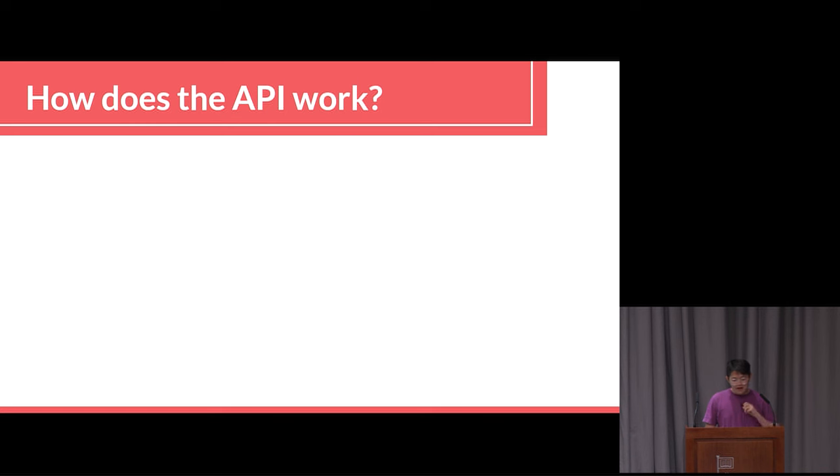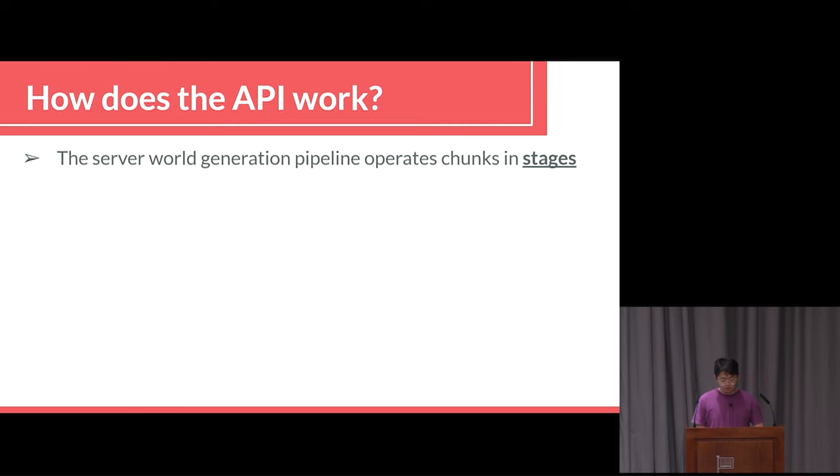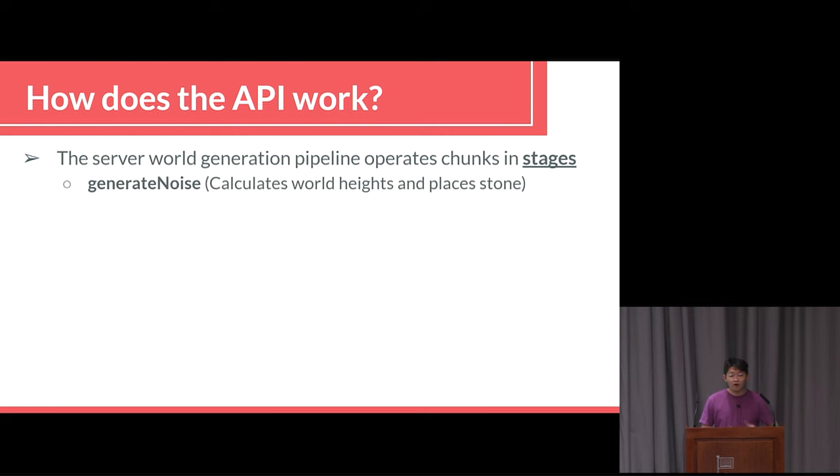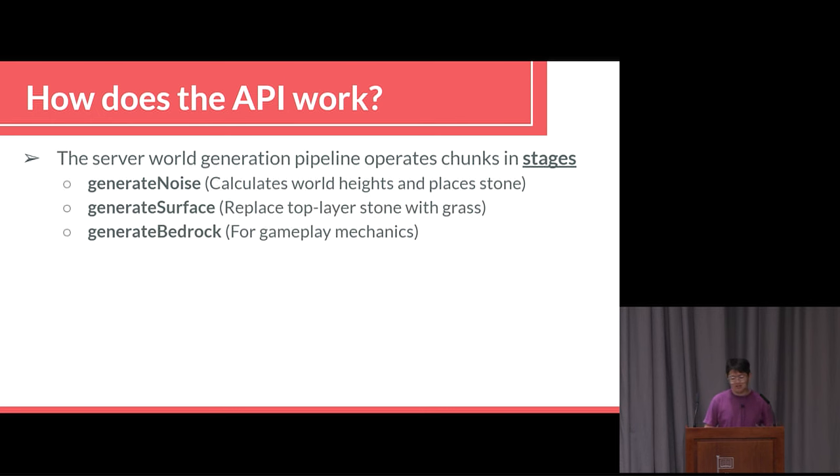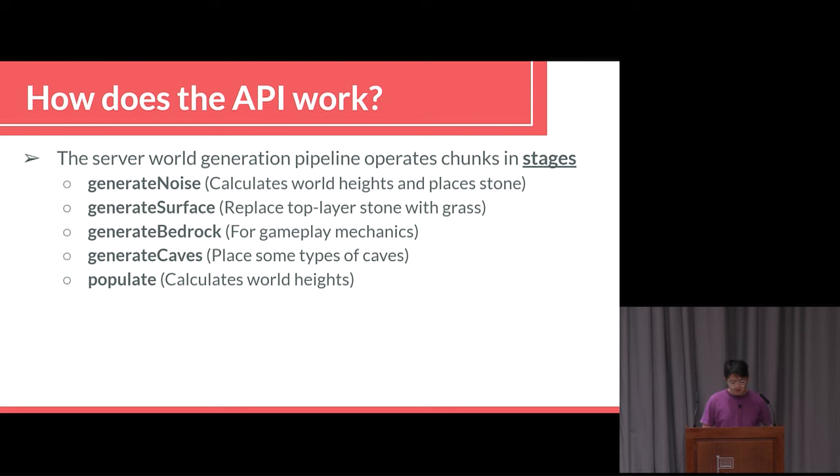Now, for the actual pipeline that we will be using, the API splits operations into stages, each of which depends on the previous stage. So we will first start by defining world heights, and then we will place surface blocks like grass, layer the bottom with indestructible materials, then we will place some caves, and then place some trees and buildings. So this is kind of how the pipeline will operate.